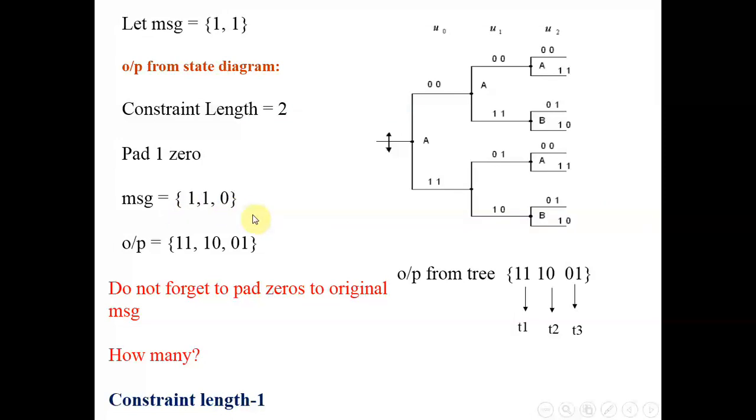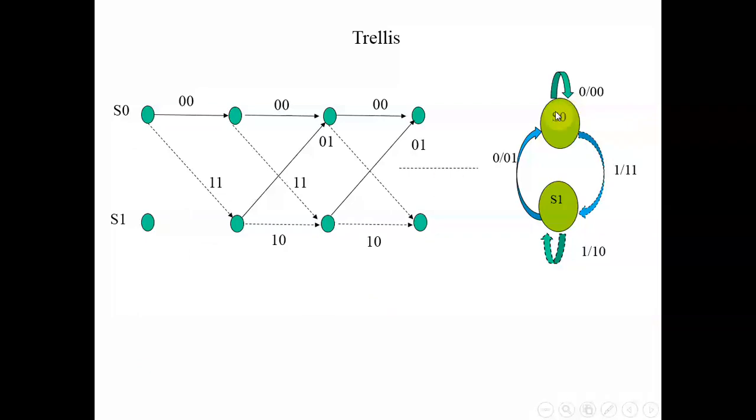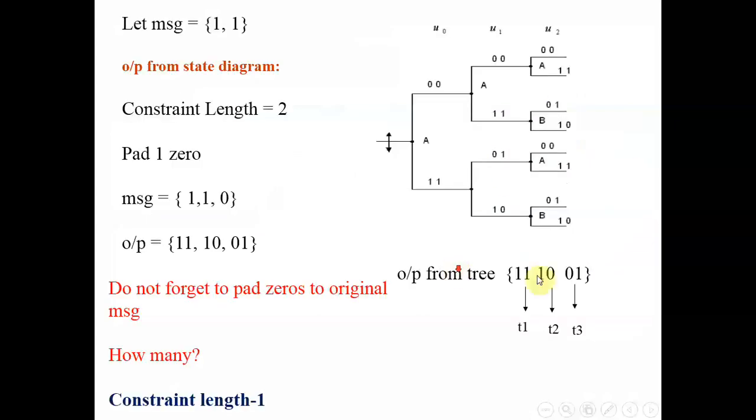Now if you go with the state diagram, I am trying to encode 1 1 0. Now you are in S0, you receive 1, so you go to S1, your output is 1 1. Now you are in S1, the next bit received is again 1, so you remain in S1, so your output is 1 0, and now the third bit is 0. So when you receive 0, you move from S1 to S0, and your output is 0 1. So what is the total output? 1 1 1 0 0 1. So your output is 1 1 1 0 and 0 1.